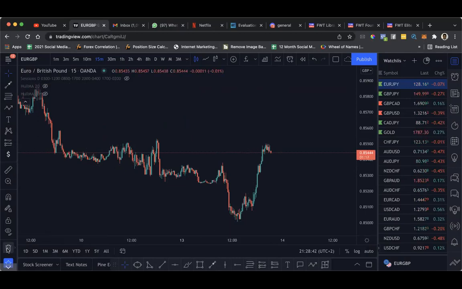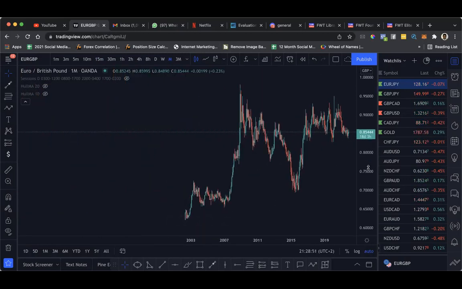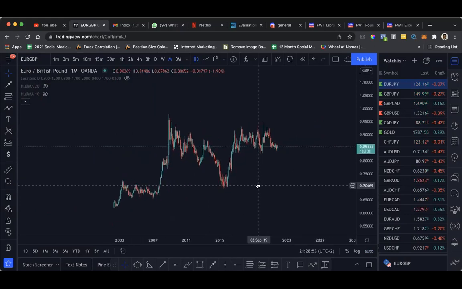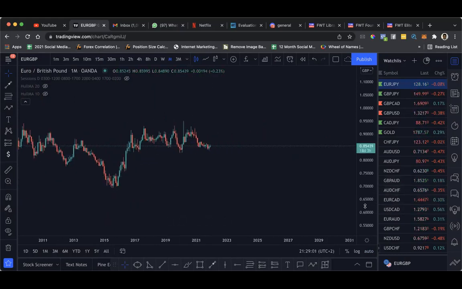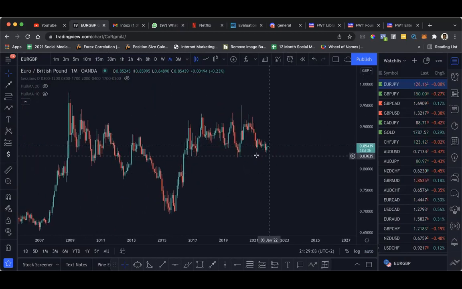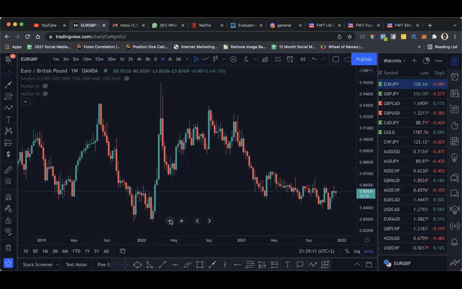EURGBP. Let's go to the monthly chart. Let's check out what's going on in the monthly. What is going on here? Let's see. Let me go to the weekly charts. Let's get more information here.